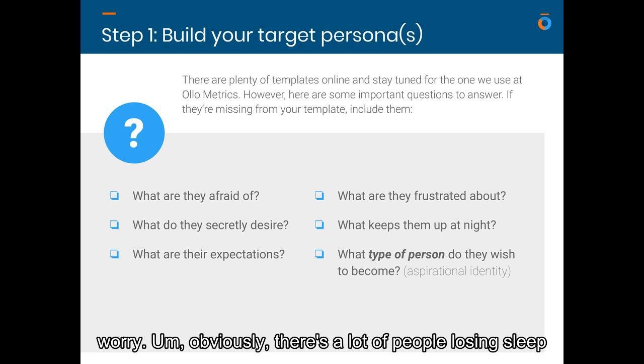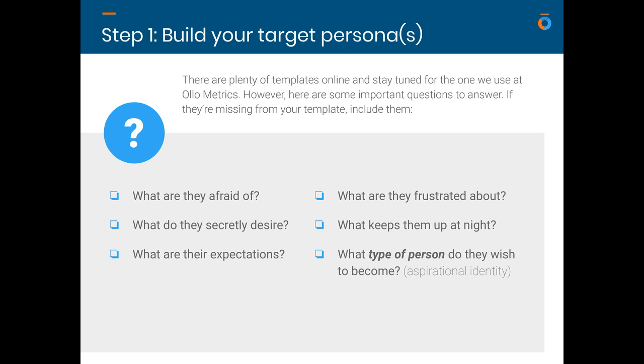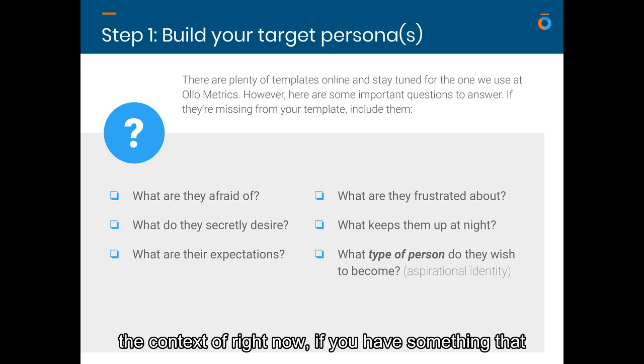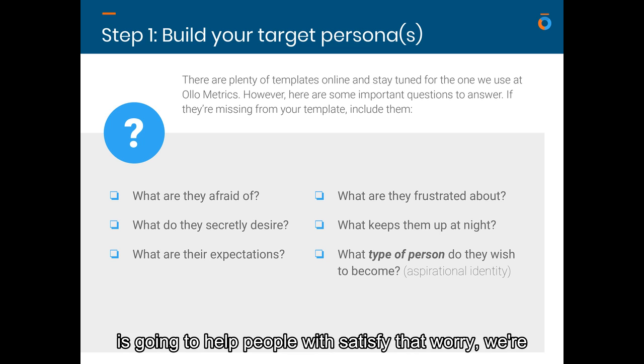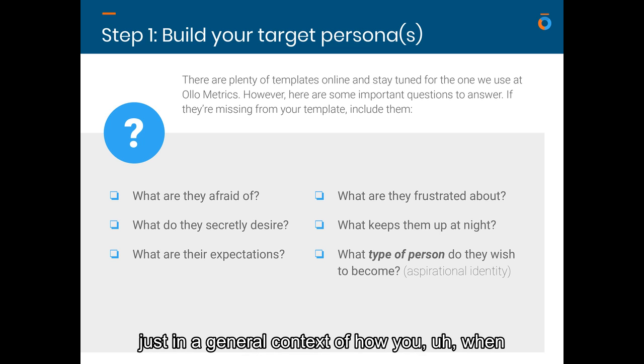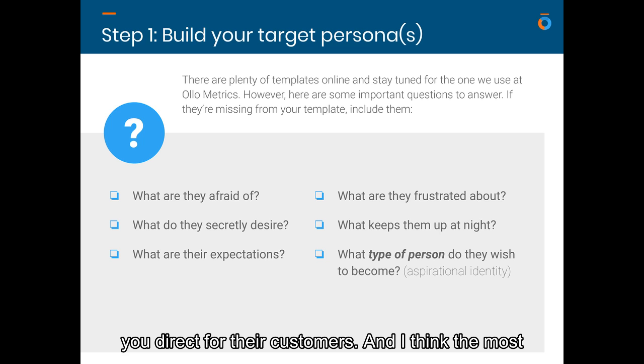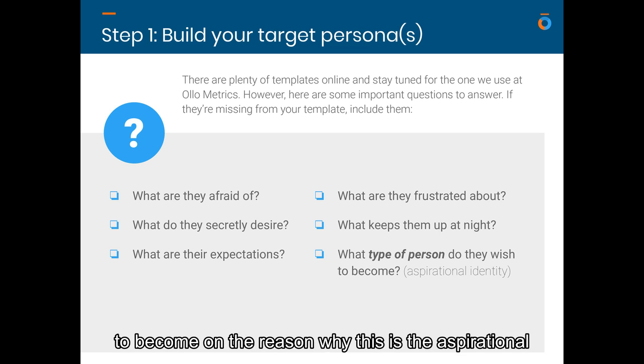Obviously, there are a lot of people losing sleep right now. But you can think about this either in the context of right now, if you have something that is going to help people satisfy that worry, or just in a general context of when you interact with your customers. And I think the most important one is, what type of person do they wish to become?